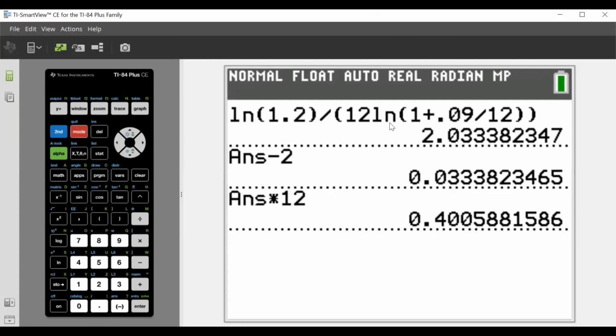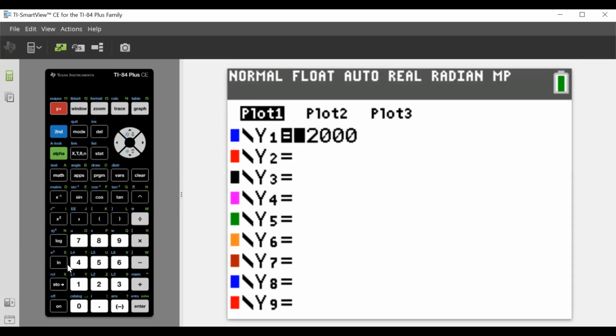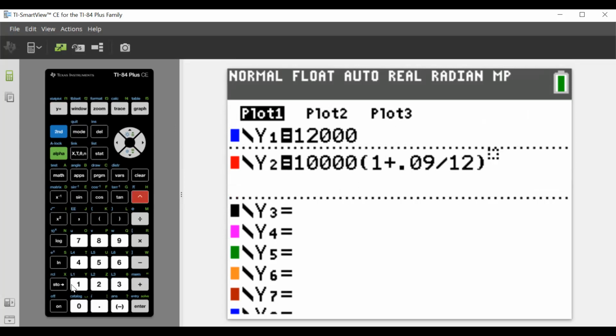And then on the other side, we had, we don't need the ln's, no. We just needed the 10,000 times 1 plus 0.09 divided by 12. And then that was raised to the power, and that was going to be 12. And now we're going to use x instead of t because we have to do that.